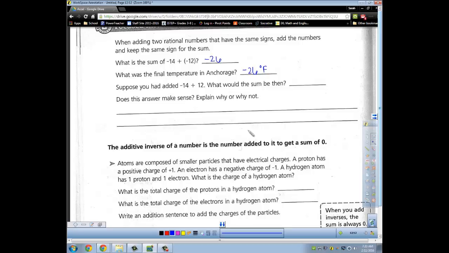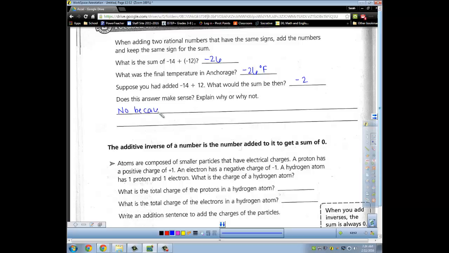Suppose you added negative 14 plus 12. What would be the sum then? Well, we know our song says different signs subtract, so negative 14 plus 12 would take me to negative 2. Does this answer make sense? Explain why or why not. Well, this answer wouldn't make sense with this problem specifically, so no.